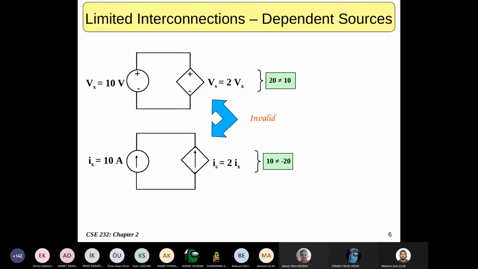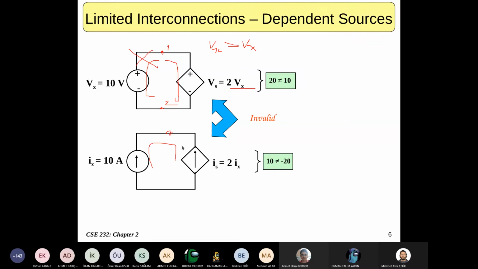Anyway, the same validity rules also apply to combination circuits with independent and dependent sources. Just assume that this is side 1 and this is side 2. The voltage between those two terminals should always be the same, whichever branch you're taking. As you can see, this one is 10 volts. The voltage from 1 to 2 is equal to V of X on one side, and it is 2 times V of X on the other side. That means that this circuitry is not right. It's simply invalid.